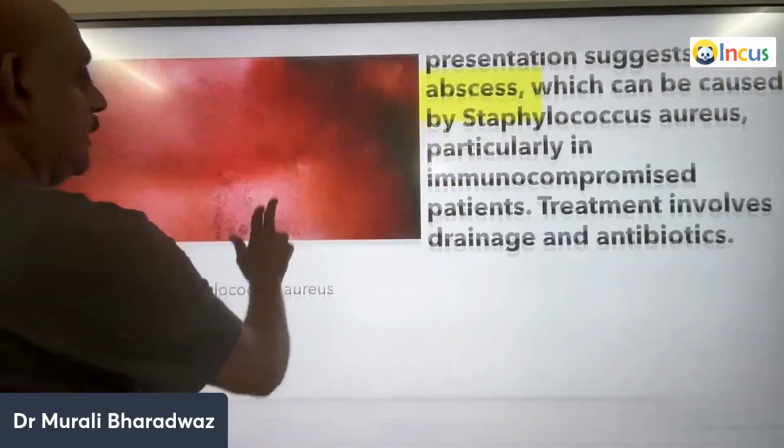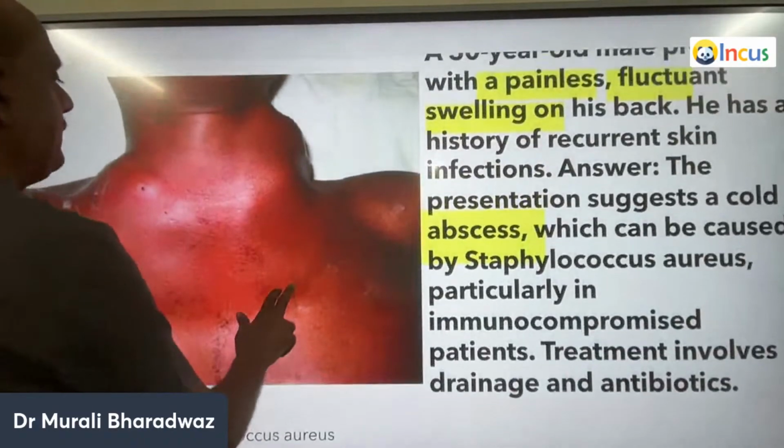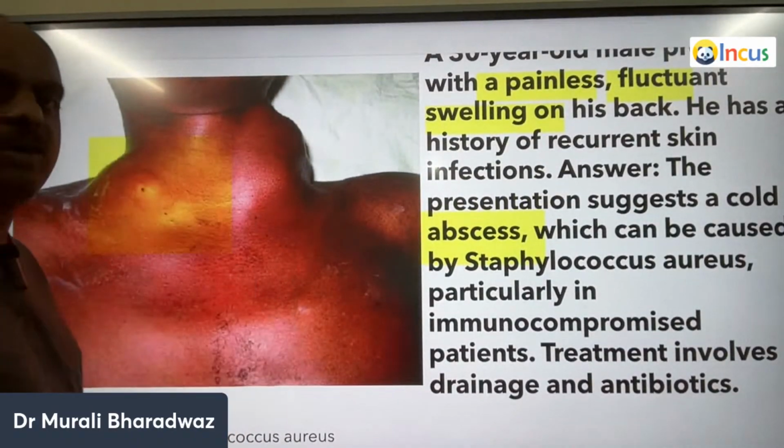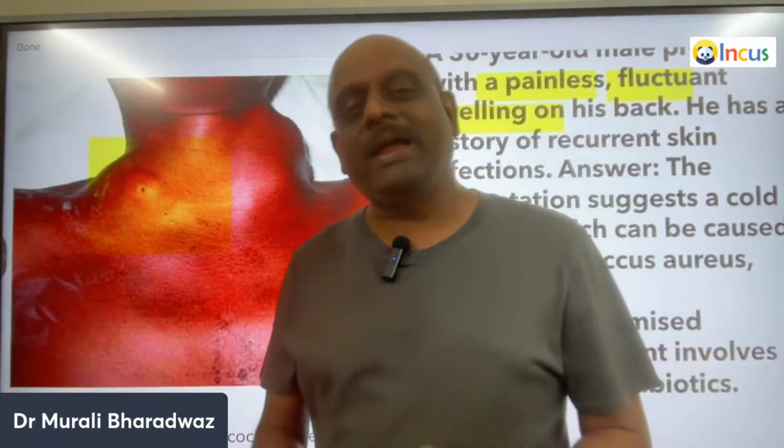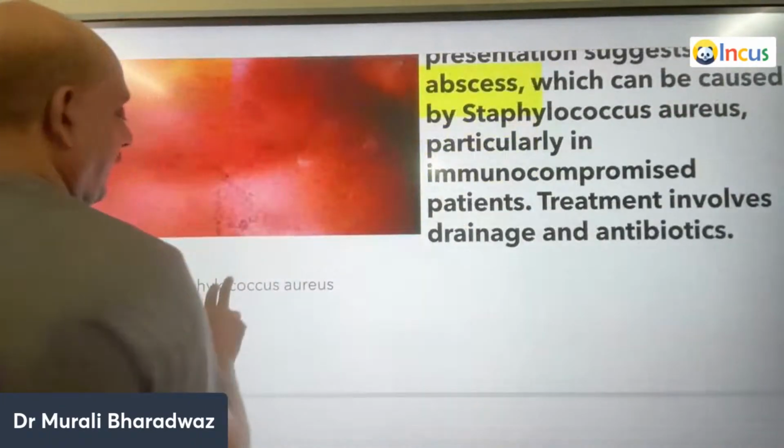Now, so cold abscess typically presents without the signs of rubor, calor, and dolor, which are classical of the inflammation, is what you need to remember.